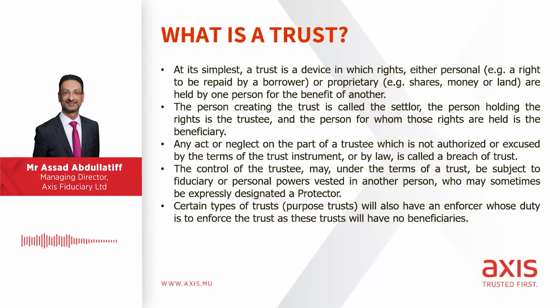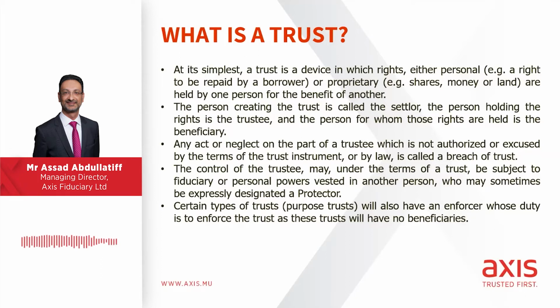Now, for a trust to work, it is fundamental that this third party who is coming in between the donor and the recipient has certain duties. And those duties are essentially that if the trustee misbehaves, then they will have committed what is called a breach of trust for which they will be liable, right? And the control of the trustee may, under the terms of the trust, be subject to a number of other duties, fiduciary duties, personal powers, etc.